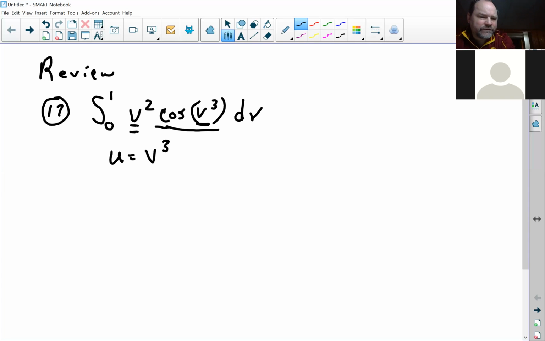And then du would equal 3v squared. And I'm going to have to divide by 3 because I don't have that 3 in there. Sorry, that should be a 3v squared dv.